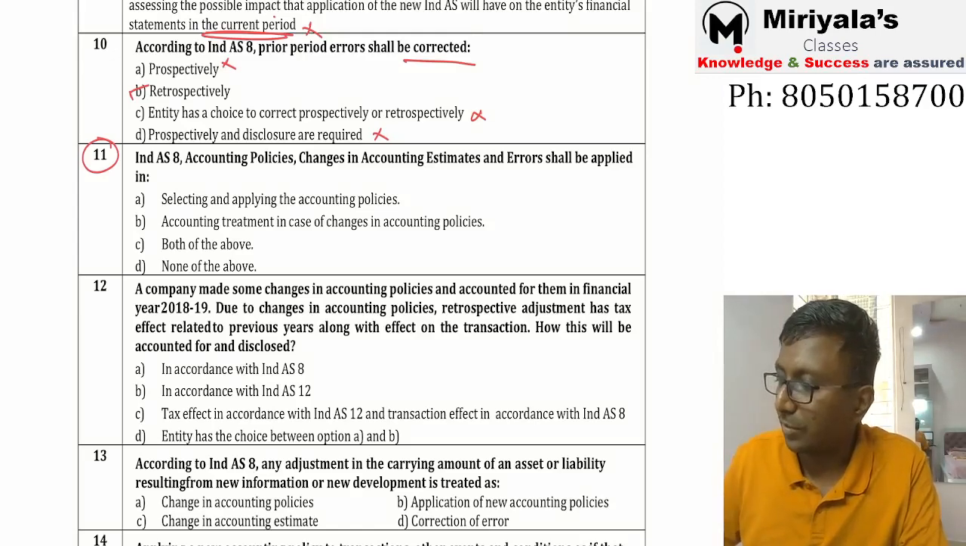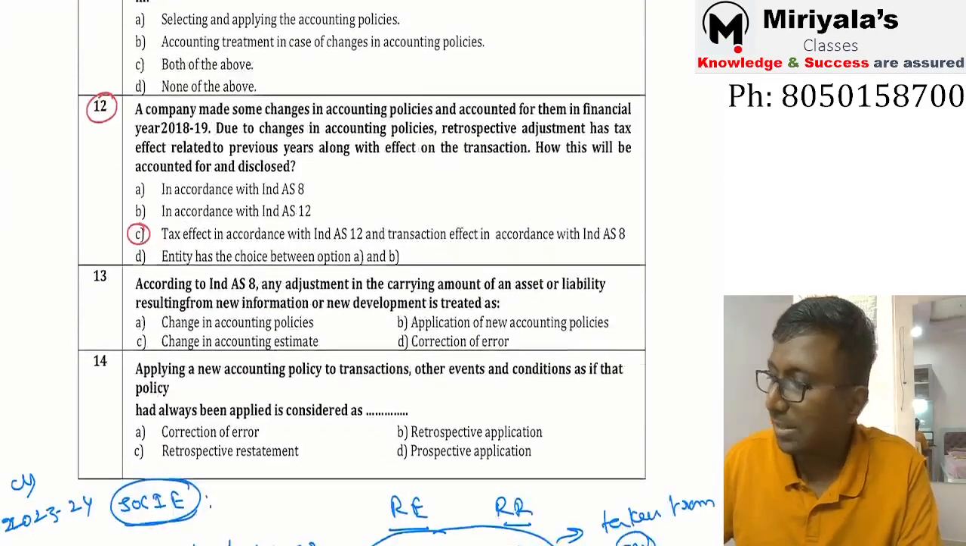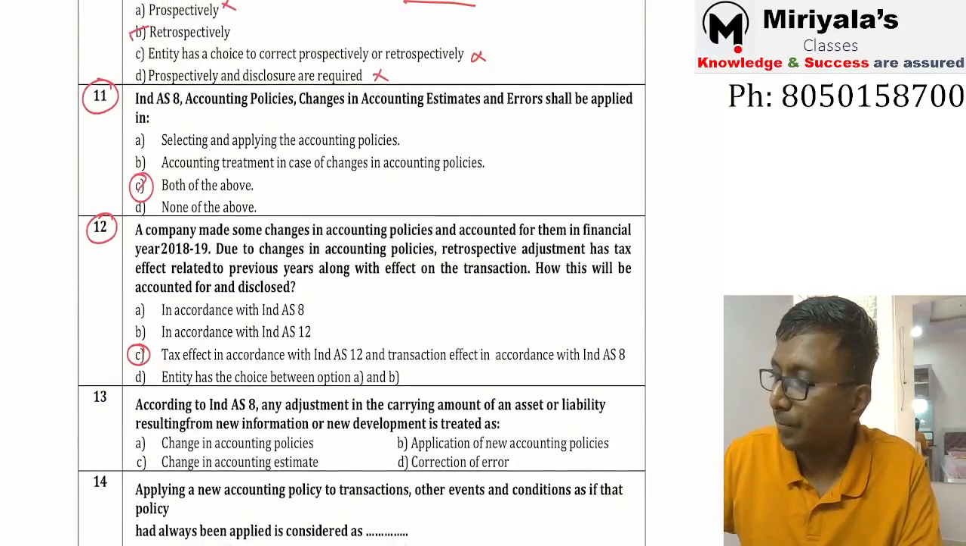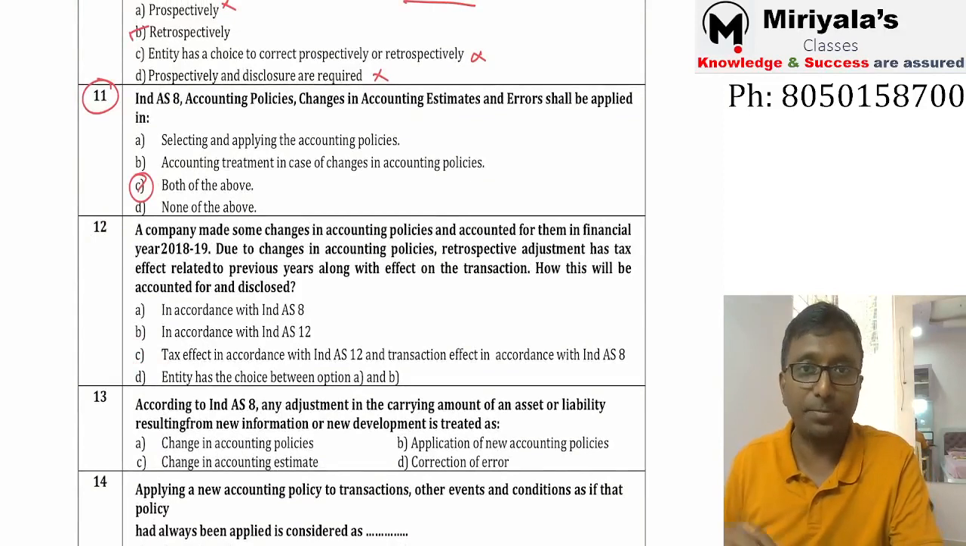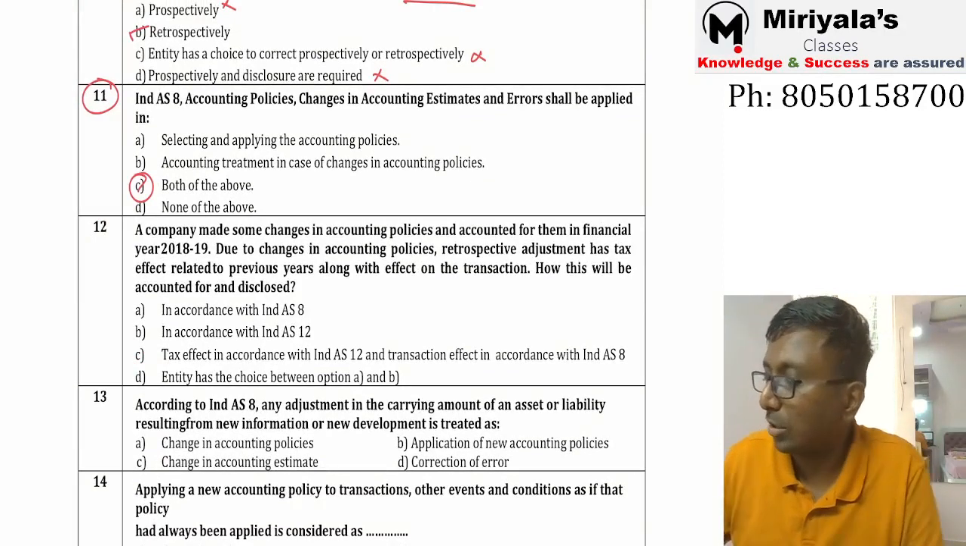Perfect. Obviously we discussed the starting of the summary only. I told you it talks about the selection, it talks about the accounting treatment. Correct. The hierarchy it is obviously telling. Right. Go to the 12th question.